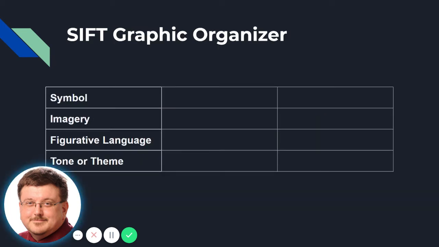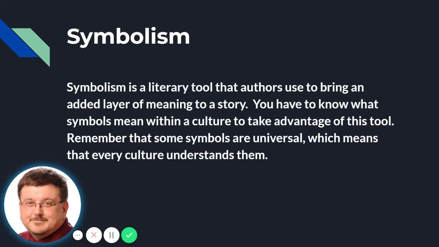Here's the graphic organizer that you'll see embedded in Springboard. SIFT simply means symbol, imagery, figurative language, and tone or theme. And these are all methods that authors use to tell us stories and to emphasize certain parts of the stories. The first is symbolism. We've talked for a moment about that in class here.